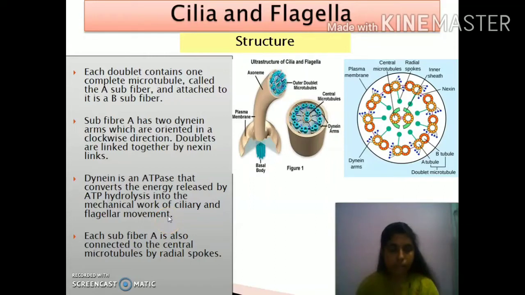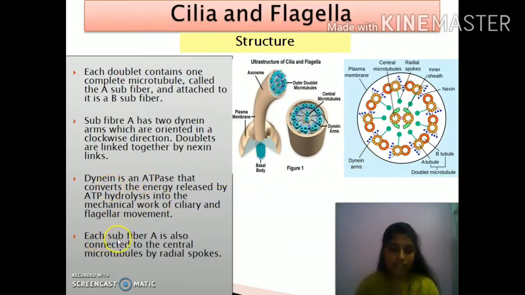Clear? The main function of cilia and flagella is what? Movement. And to move, some energy is required, right? Mechanical energy. So who provides that mechanical energy? That mechanical energy is provided by these dynein arms. These are ATPase, which breaks down ATP, and the chemical energy stored in the ATP is converted into mechanical energy, and with the help of that mechanical energy, the cilia and flagella actually move. I hope you have understood the main function of dynein.